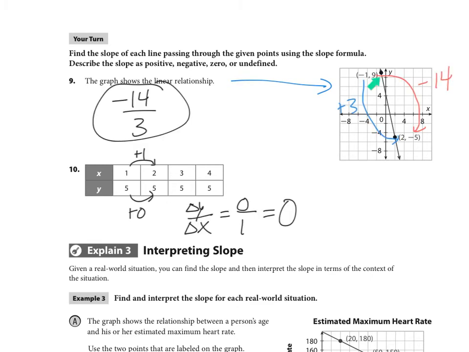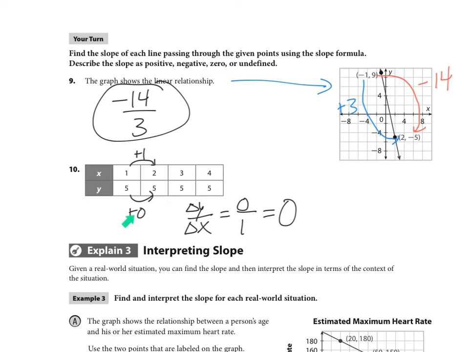So in this one, I did the graph, and I looked. My y went down 14, my x went up 3, so I get -14 over 3. And again, you could use the formula, you could use a table, you could do whatever you want to. Here they give us a table. So rather than do the formula, I did change in y over change in x.